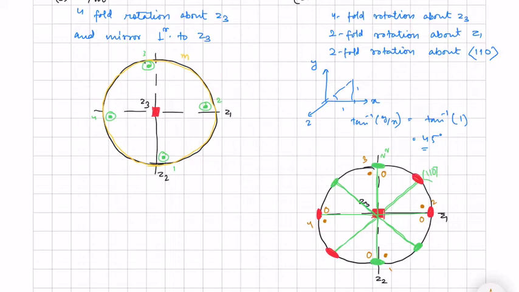And then when you check carefully, you see that this 110 is actually redundant, because this is making no change to the existing set of points. So if you see this point 2, after 2-fold rotation, it will go here, which is already there. And for the rest of the points, we see this is similar, for this point and this point, about this axis. So we see this last 2-fold rotation about 110 is actually redundant, because it doesn't give us any set of new points.